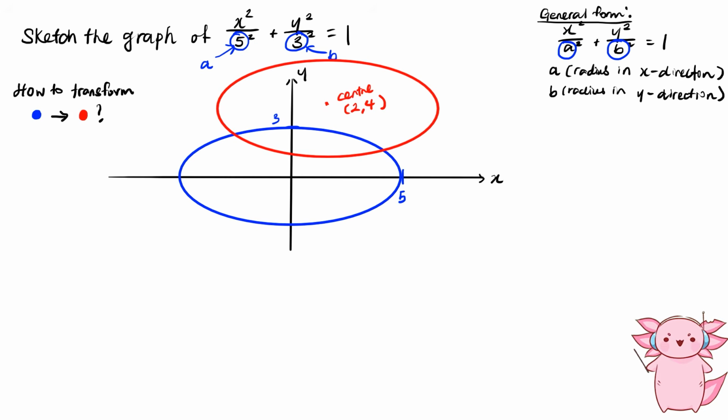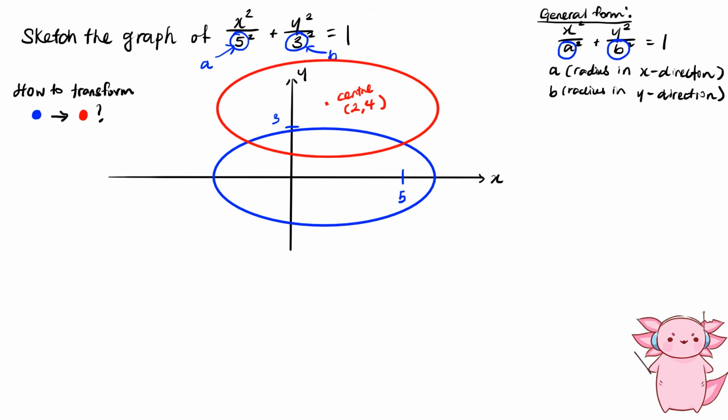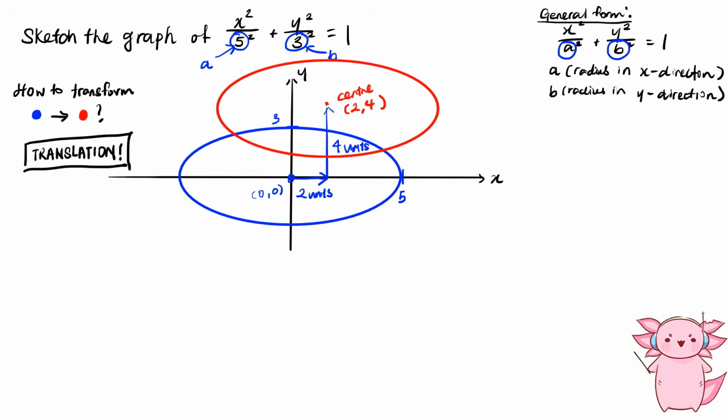The obvious solution is just to shift the whole graph right by 2 units and up by 4 units, and this is what we call a translation. So here's the tricky thing about translations. You always gotta think the opposite way.